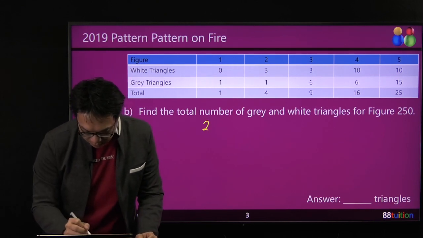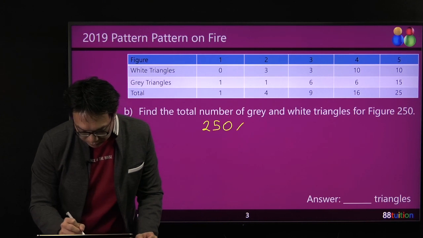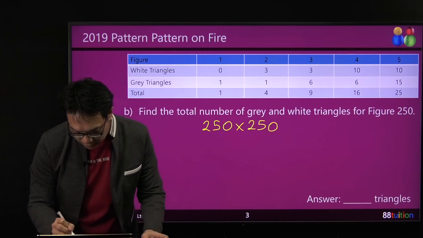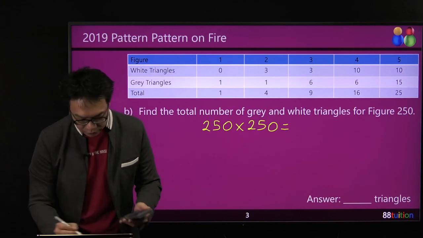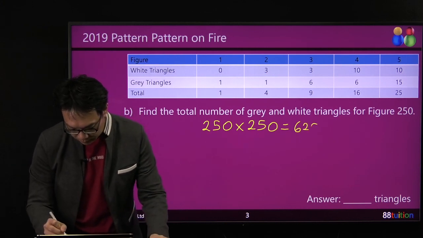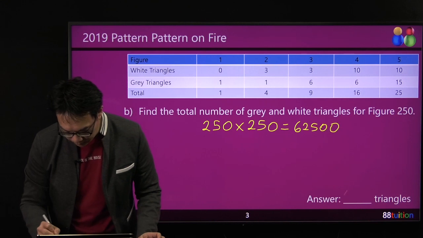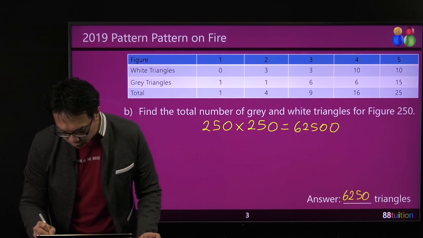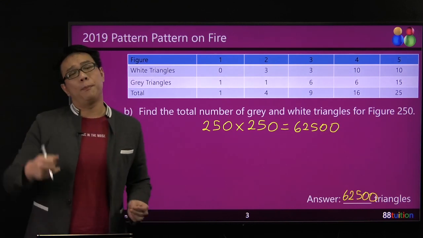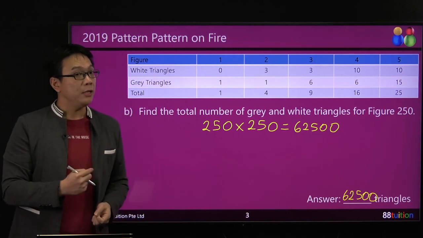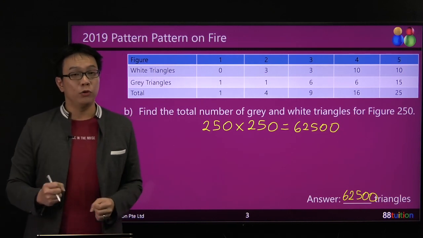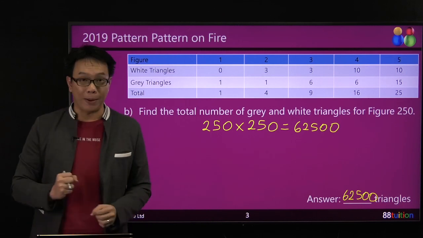Alright. So write out the working. 250 times 250. And your answer will be, press your calculator, nothing to fear. 250 times 250, 62,500. So at least number pattern, you secure the part A and part B already. You feel good? If you want to go and do part C, sure. Persevere, you have to be a little bit brave to attempt part C.